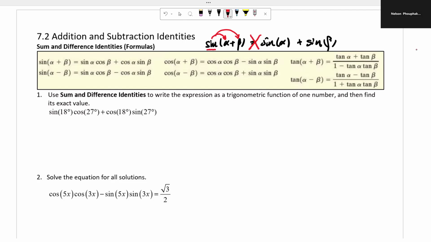Because sine is an operator, not just a number, not an expression. So when we work with an operator, it does not work like this. What is the proper way to work with sine of alpha plus beta? It is sine of alpha cosine of beta plus cosine of alpha sine of beta. And then if we have sine of alpha minus beta, it will be sine of alpha cosine of beta minus cosine of alpha sine of beta.